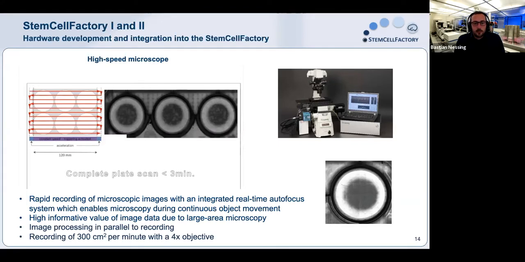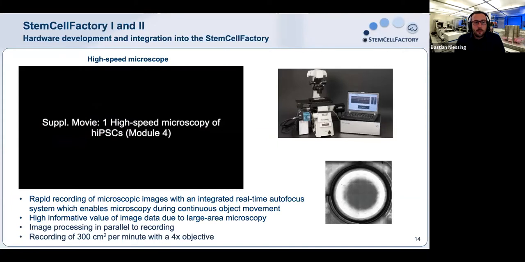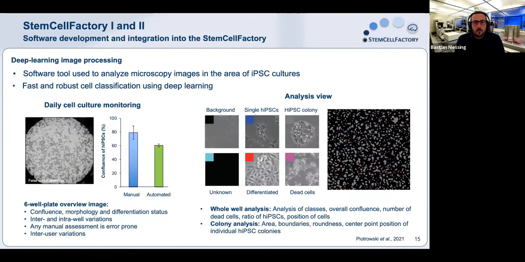And because of those focused images, we can analyze them and use the results for process optimization and for process control. So we can record about 300 square centimeters per minute with a 5 times objective. As I told you, we need this high-speed microscope for the analysis of the images and the results for the control of the production process.